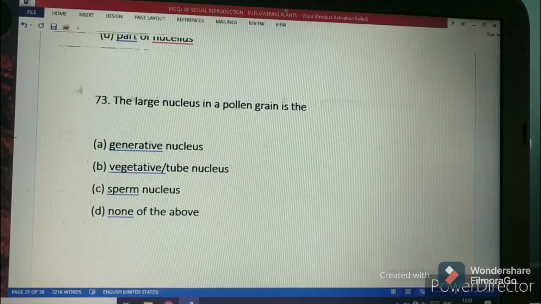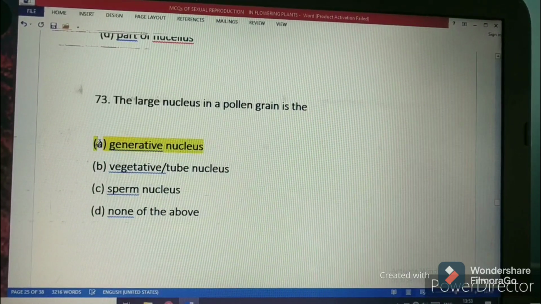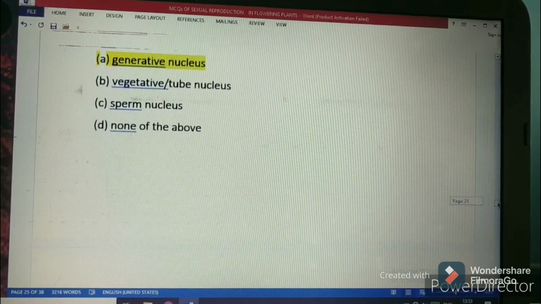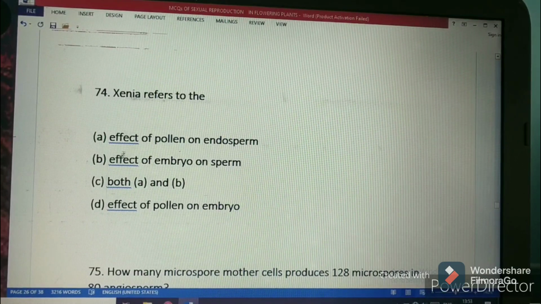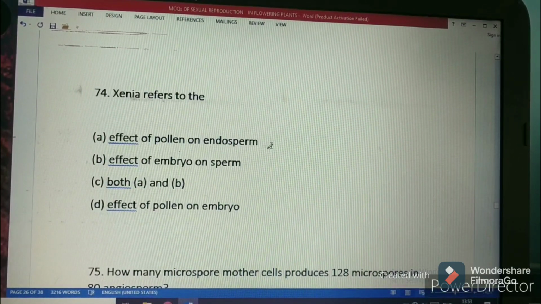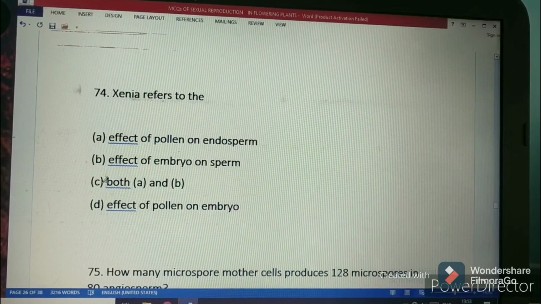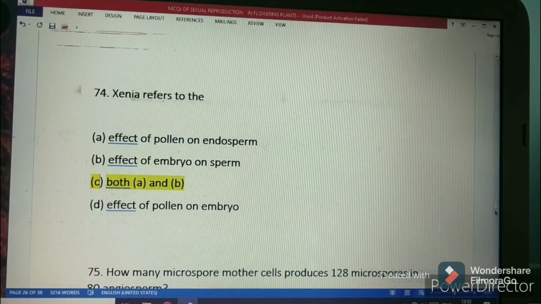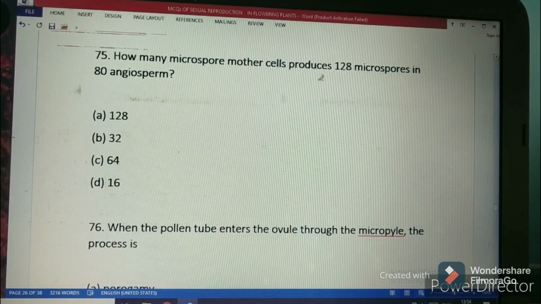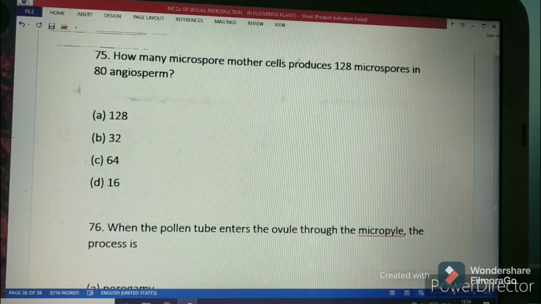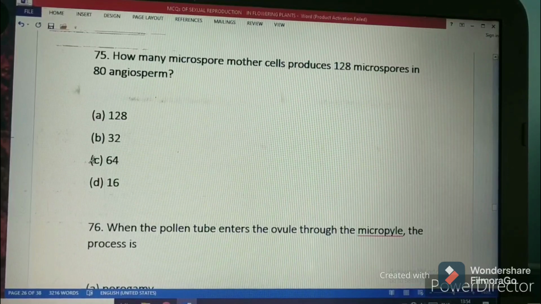The large nucleus in the pollen grain is the vegetative nucleus. Xenia refers to the effect of pollen on endosperm or effect of embryo on seed. Both A and B are the correct answer. How many microspore mother cells produce 128 microspores in angiosperms? 32.